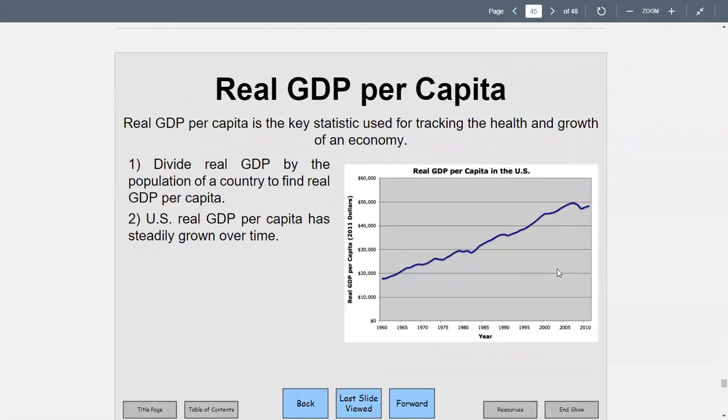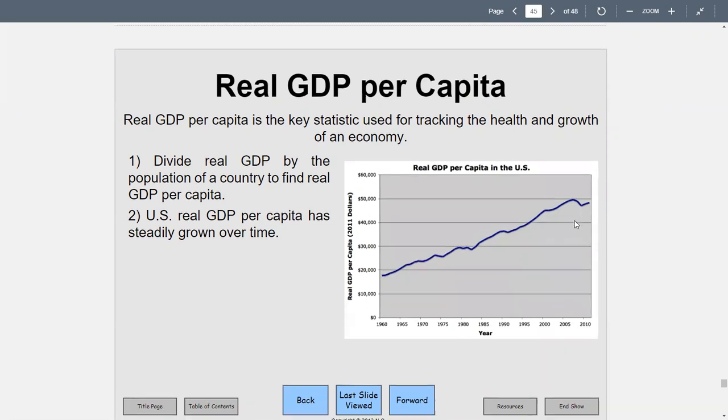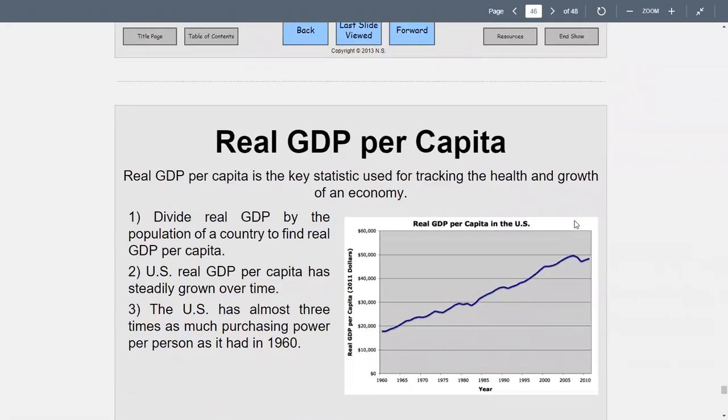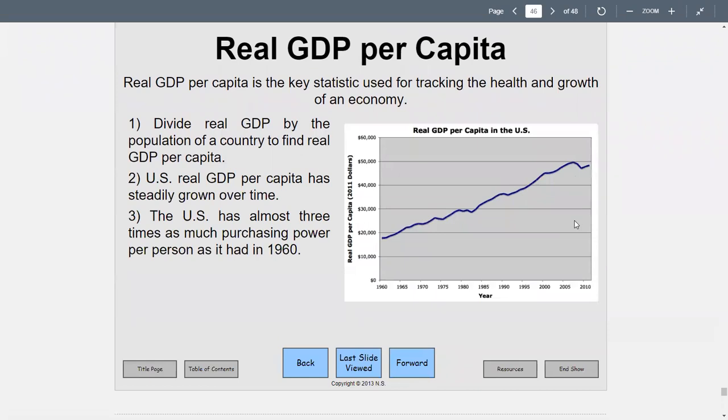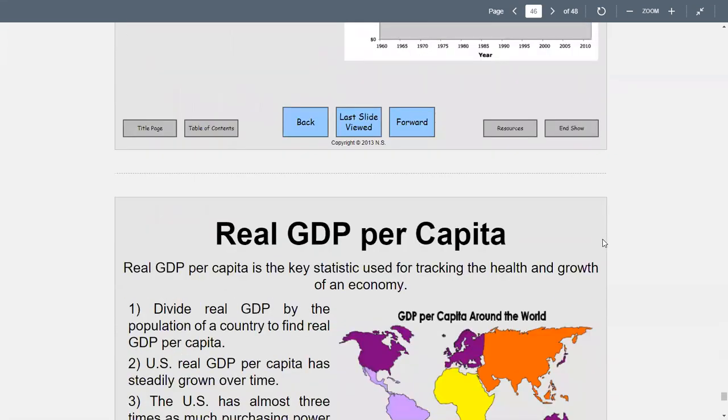So the US real GDP per capita has steadily grown over time, which is good. That means the United States is doing well. But we have this little dip. The US has almost 3 times as much purchasing power per person as it had in 1960. So that means people have more money in their pockets than they did in 1960.